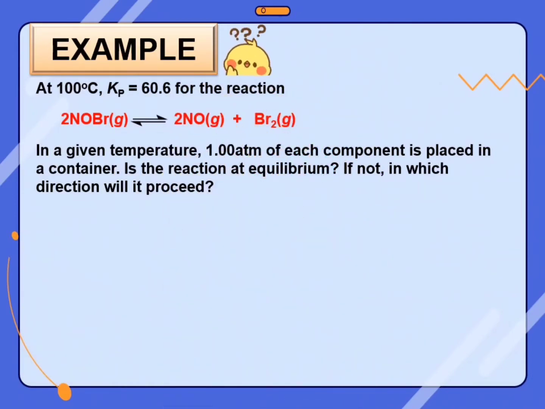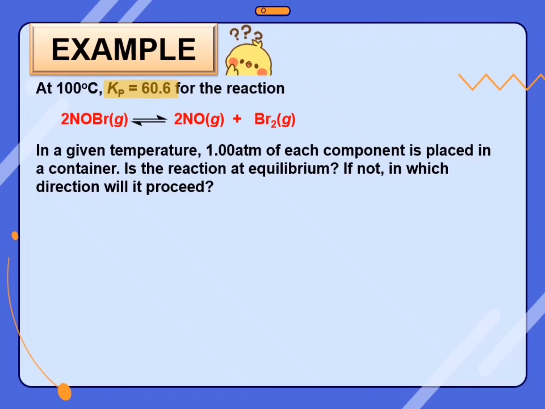Okay, now guys, we look at this question. How to calculate the QP and then predict the direction. We read the question first as usual. Here in this question we have the value of KP, it is given, and also we have the balanced equation.